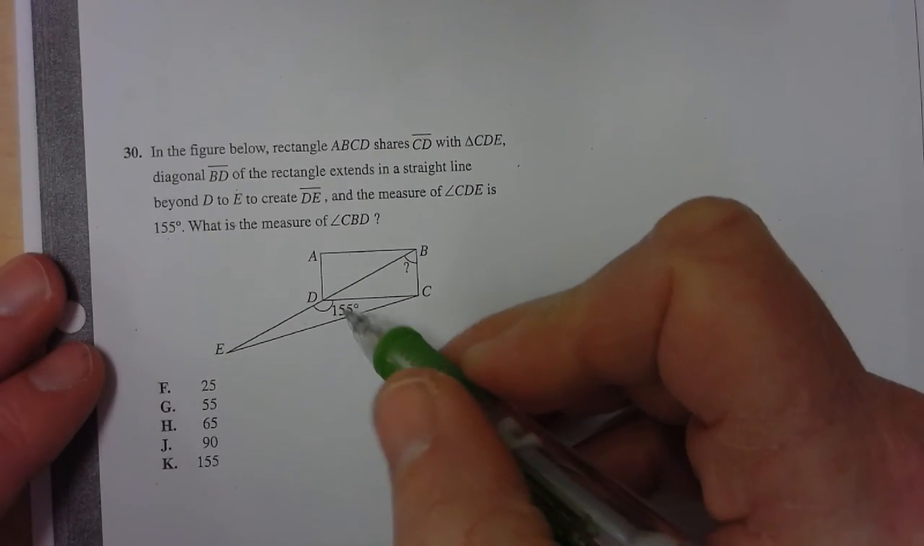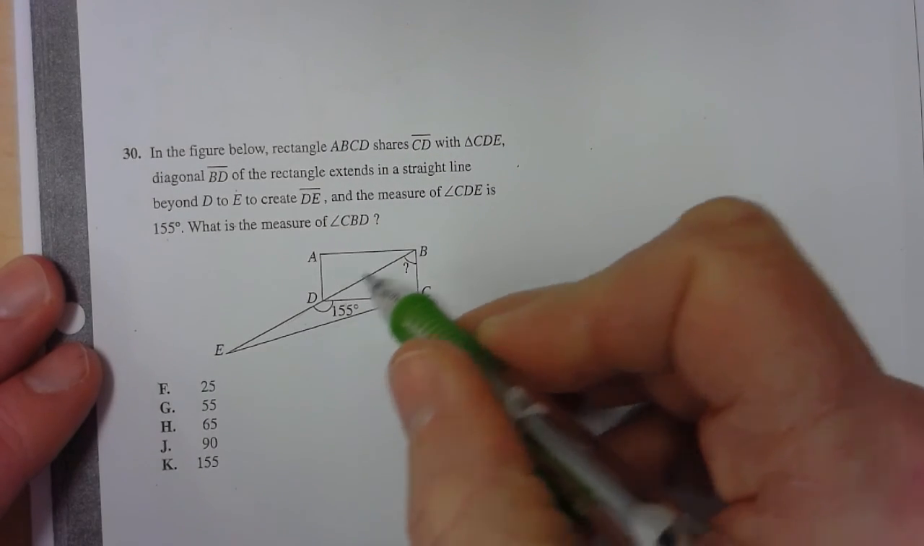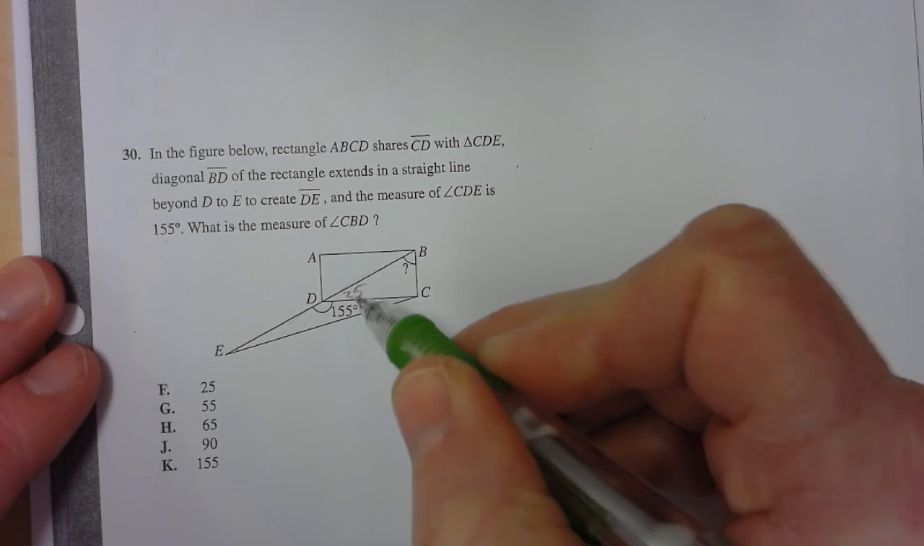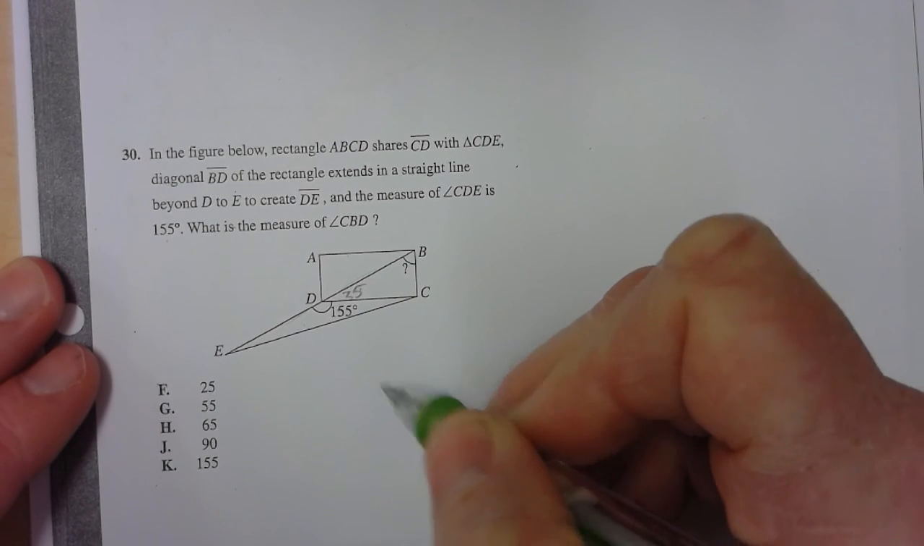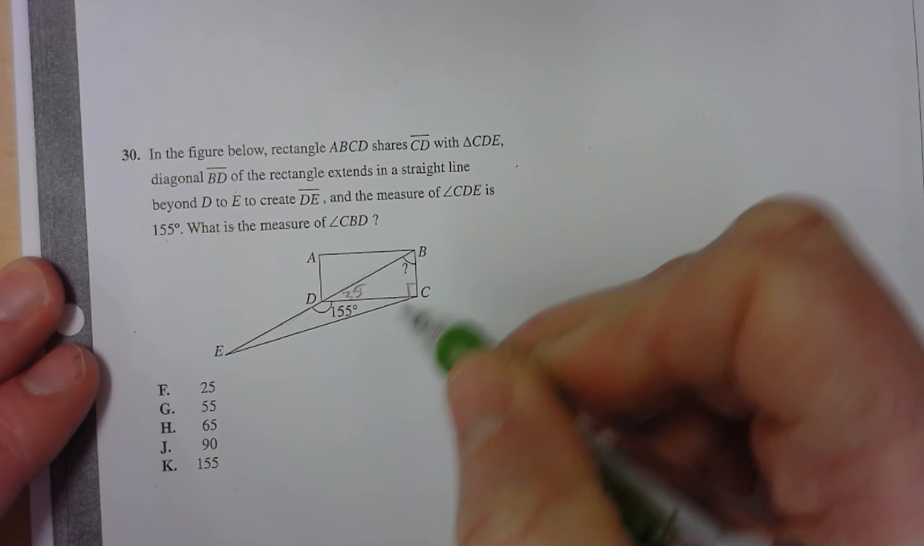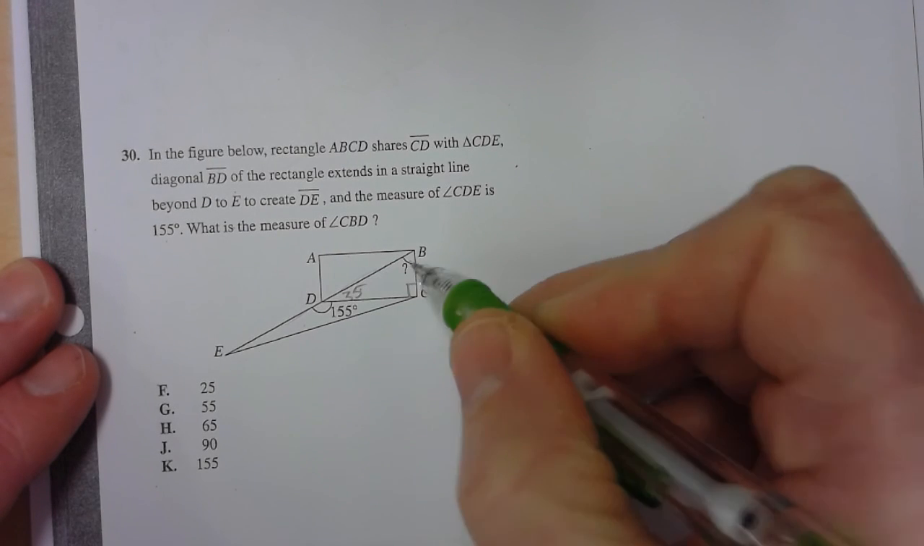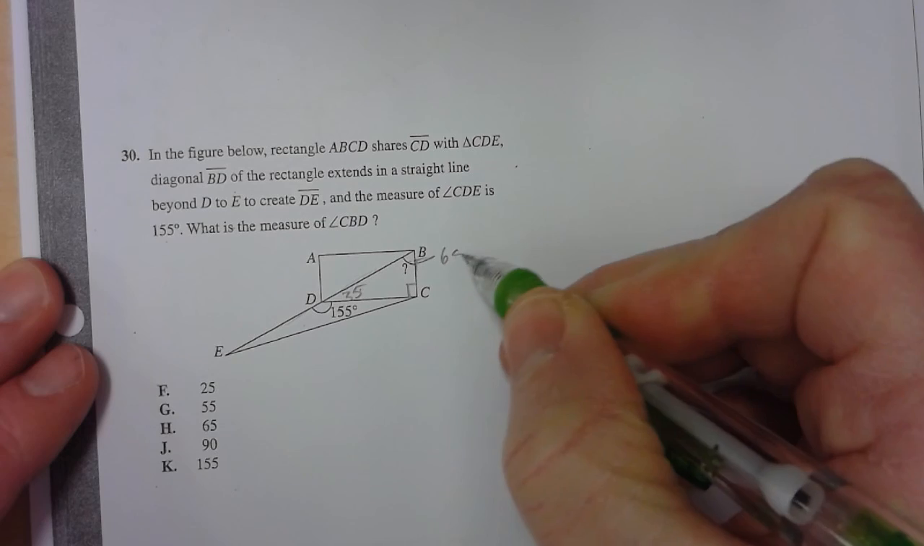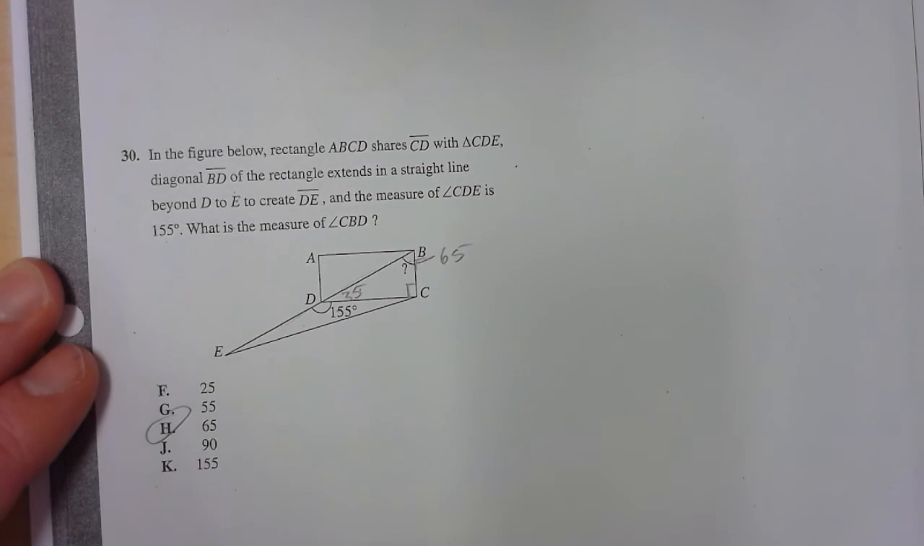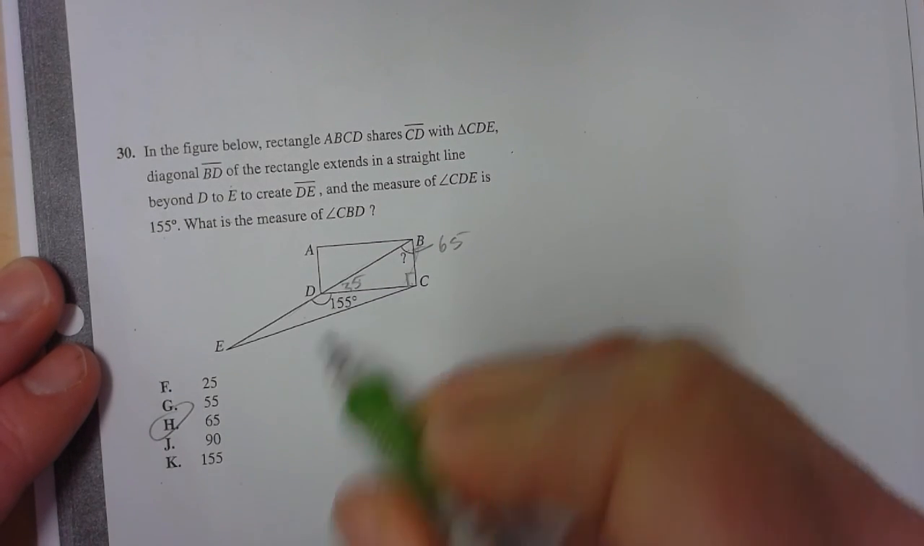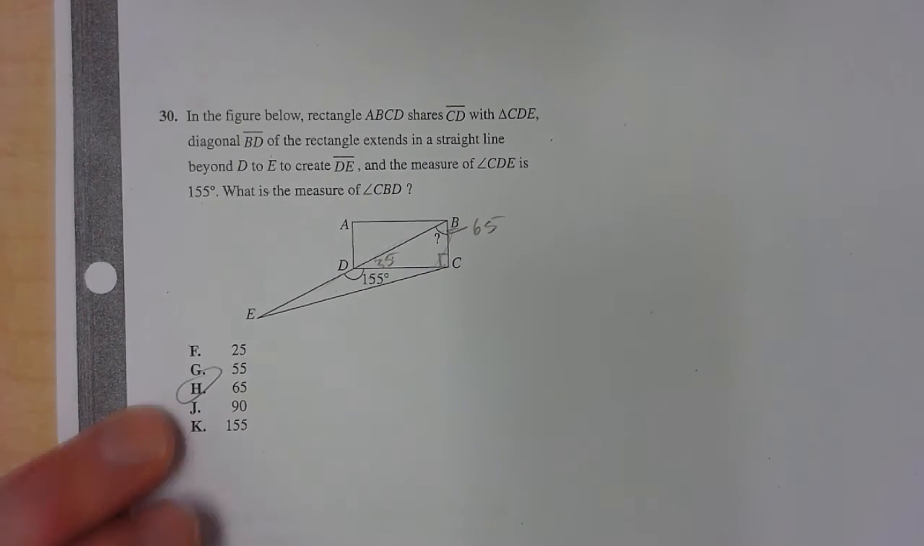Okay, we're finding the missing angle here. This is a straight line here, so we know this has to be 25 degrees, because 25 and 155 make the 180. That's a rectangle, so that's 90. So this plus this has to be 90, so 65 would do that. 65 and 25 make the 90, plus the 90 makes the right angle there. So the answer is H, 65 degrees.